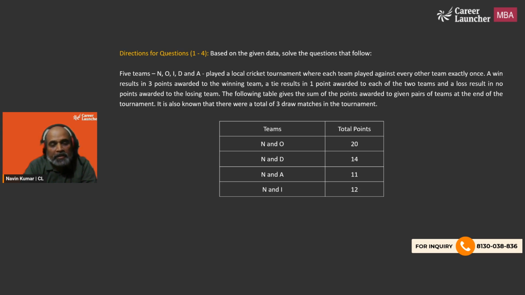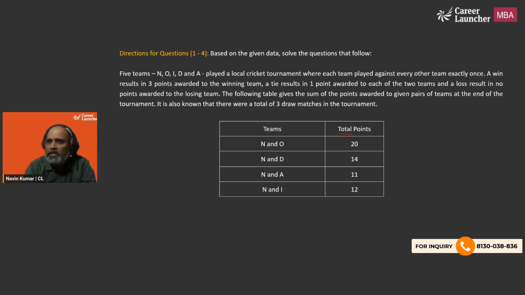So basically, a round robin scenario between five teams, where a winning team gets 3 points, a draw means one, and the losses would mean no points. Okay, and then we are given a table where the sum of the points with teams N and O is 20. The sum of the points with team N and D is 14. The word here written is total, so that means we are looking at the sums here. Sum as in total of points. Similarly, with N and A is 11, N and I is 12.